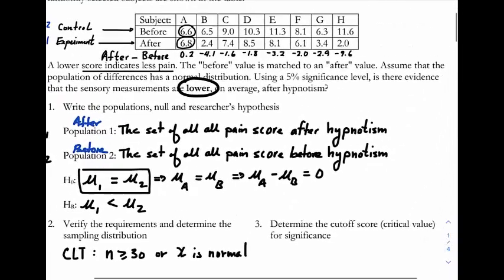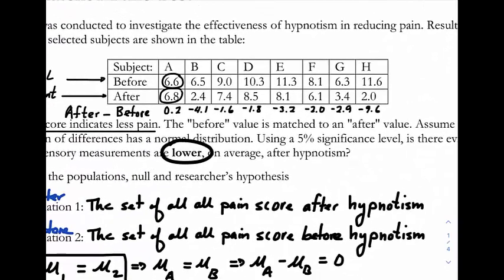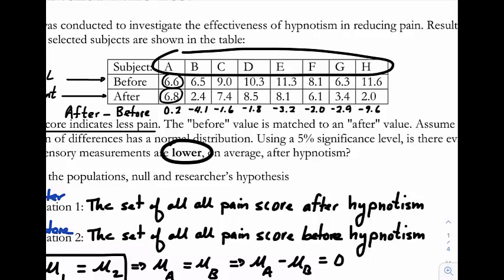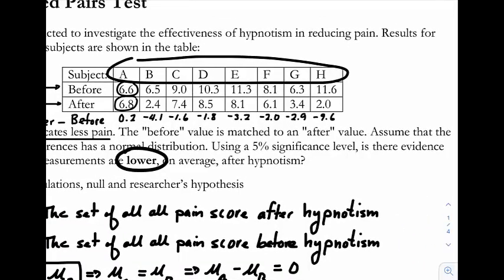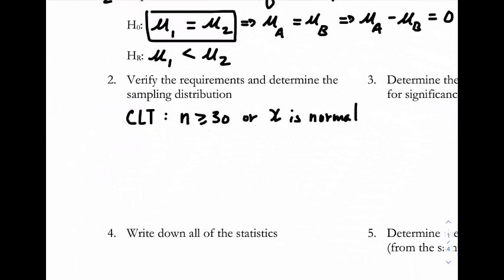So for this case, let's go ahead and look at the sample size. Let's go back up to the chart here, and we notice we have subjects A through H. You count all these, we'll know that we have 8 values, or 8 subjects. So therefore, our sample size is equal to 8. That doesn't make the requirement here, so the answer is no.